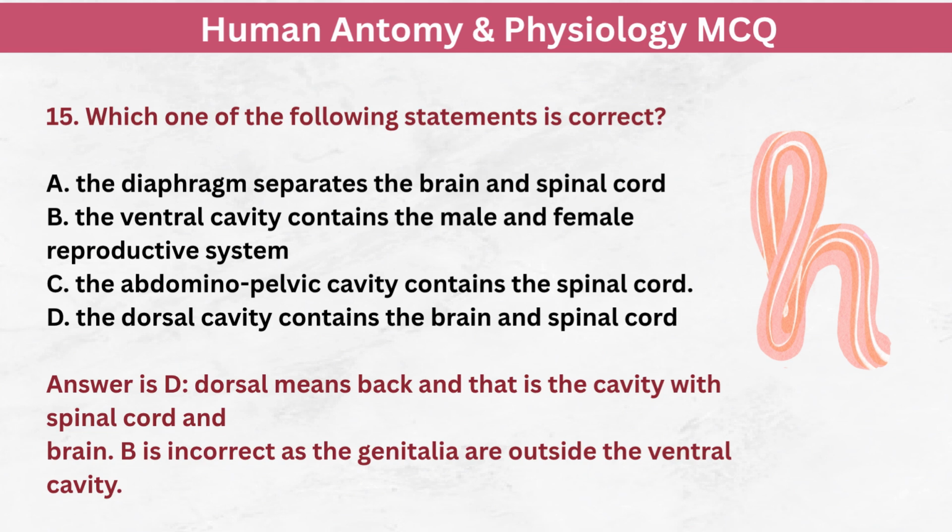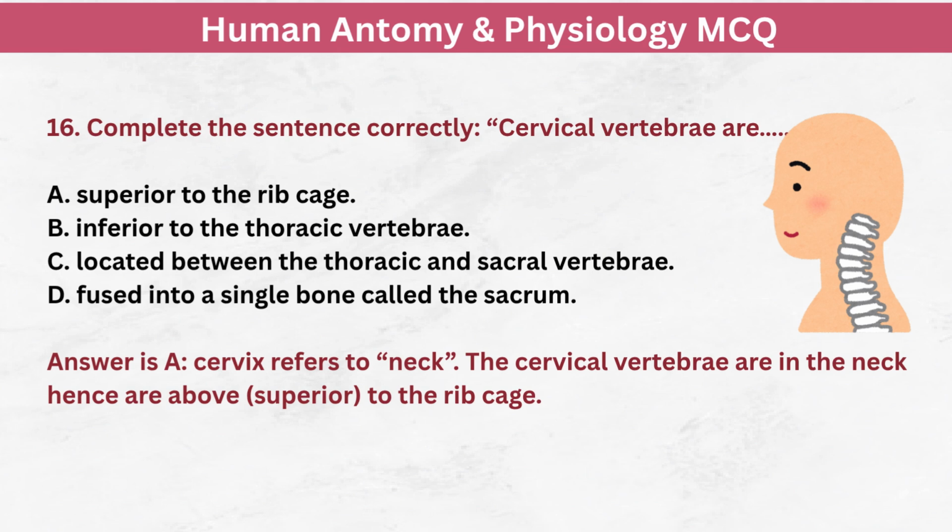Answer is D. Dorsal means back, and that is the cavity with spinal cord and brain. B is incorrect as the genitalia are outside the ventral cavity.